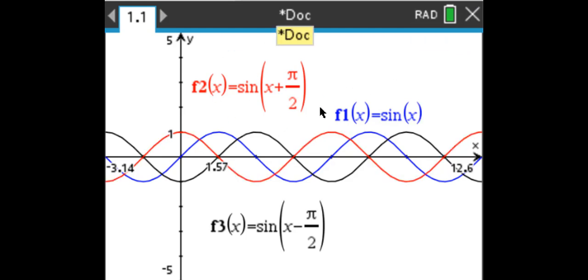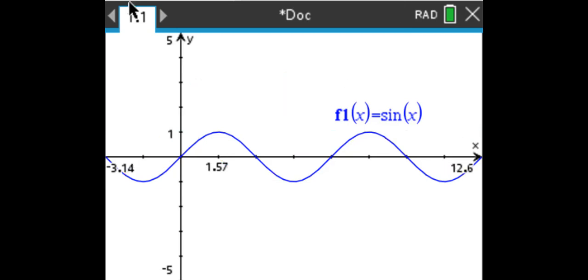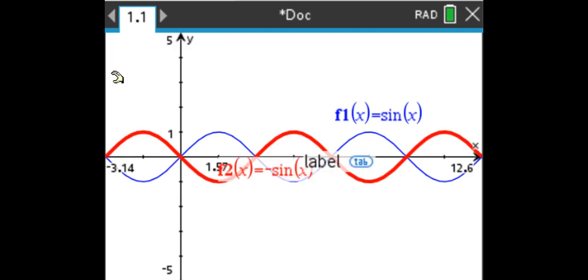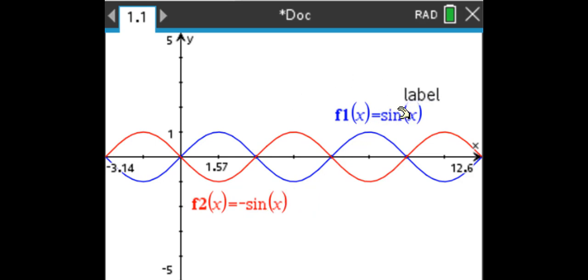That horizontal translation is what we call a phase shift. So it's moving left or right. I've gone back to my basic curve. Now let's look at reflections. If I go negative sine of x, what happens? The red curve is a reflection of the blue curve in the x-axis. So that minus out the front reflects it in our x-axis. No different to any other curves we've been looking at. The negative out the front reflects it on the x-axis.